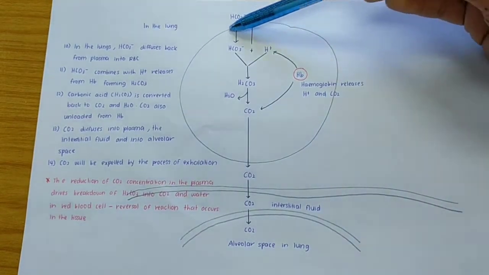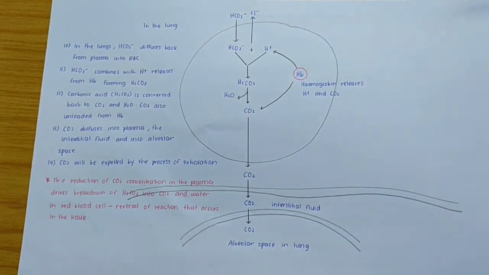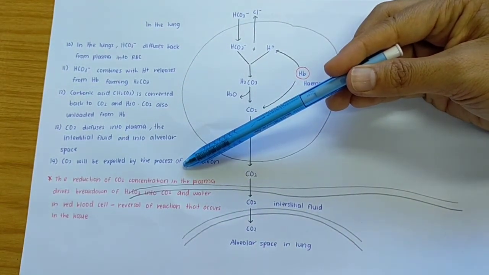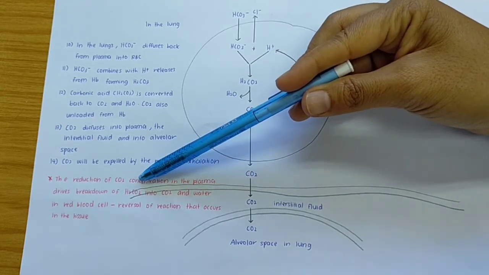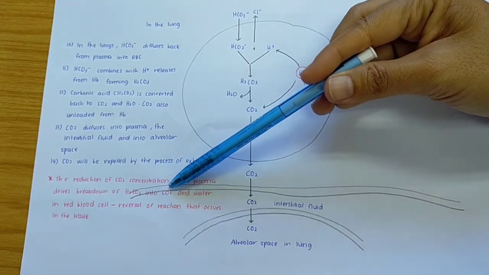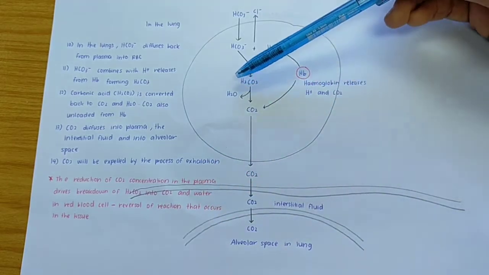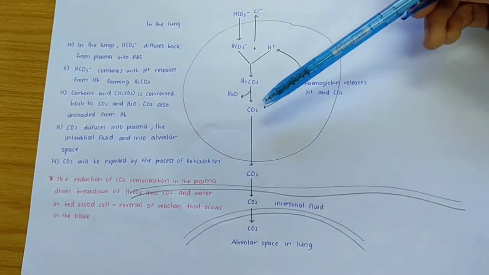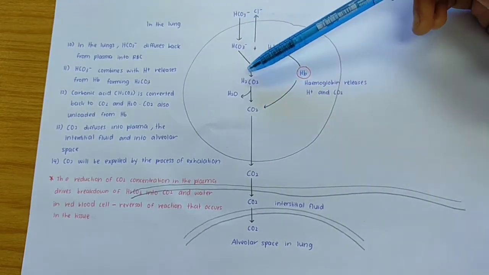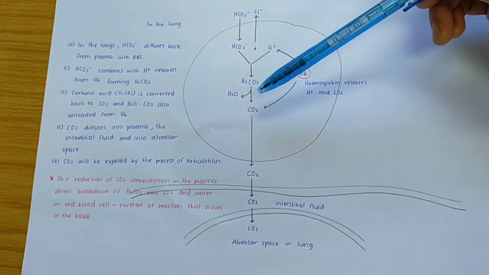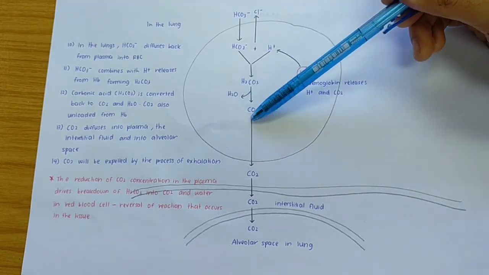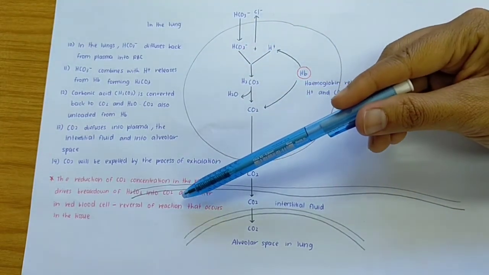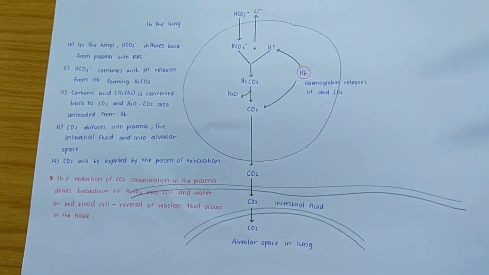So actually, if you look at what happened in the lung, it is the reversal reaction. If you look at the sentence, the reduction of carbon dioxide concentration in the plasma drives the breakdown of carbonic acid into carbon dioxide and water. So since carbon dioxide concentration in the plasma is decreased, it will induce carbonic acid to dissociate into carbon dioxide and water molecule. This process is the reversal of the reaction that occurs in the tissue.